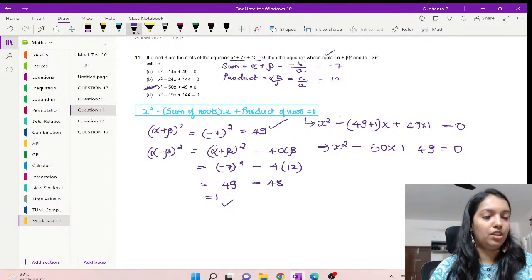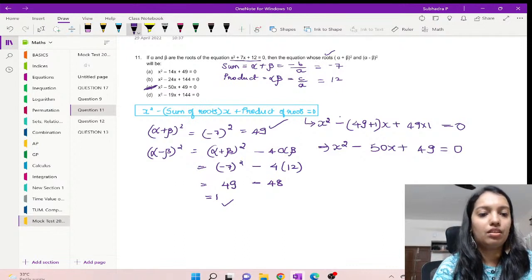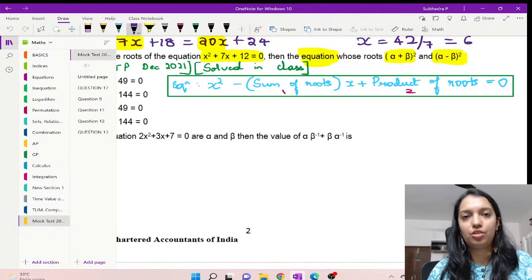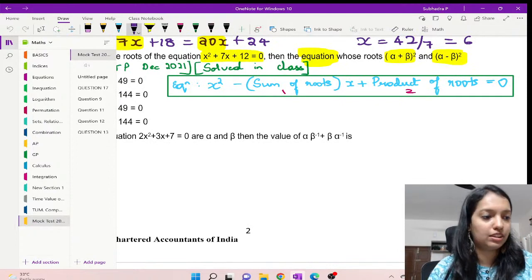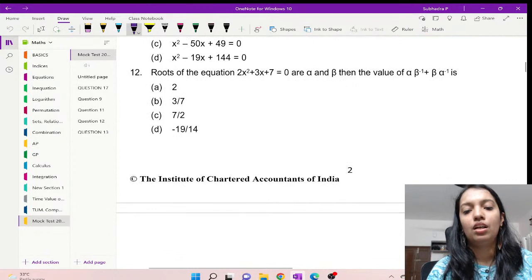Ma'am, is this Yash's mock test paper? Yash's? No. This is the ICAI mock test paper. I don't think Yash has conducted a mock test till now. This is the ICAI mock test paper that I am discussing, which is relevant for your examination.